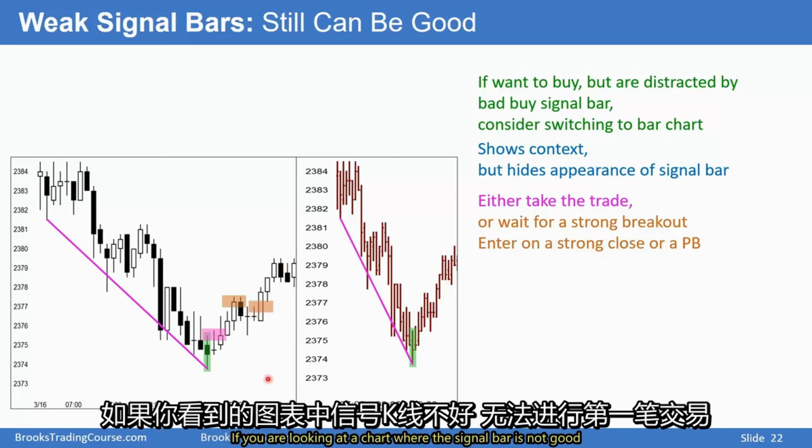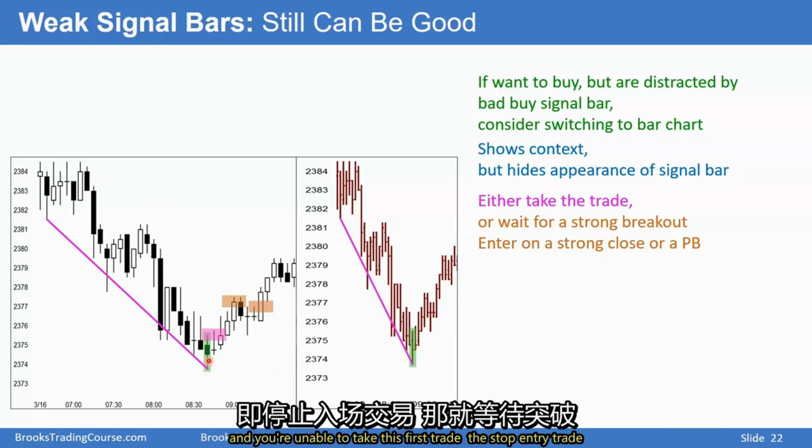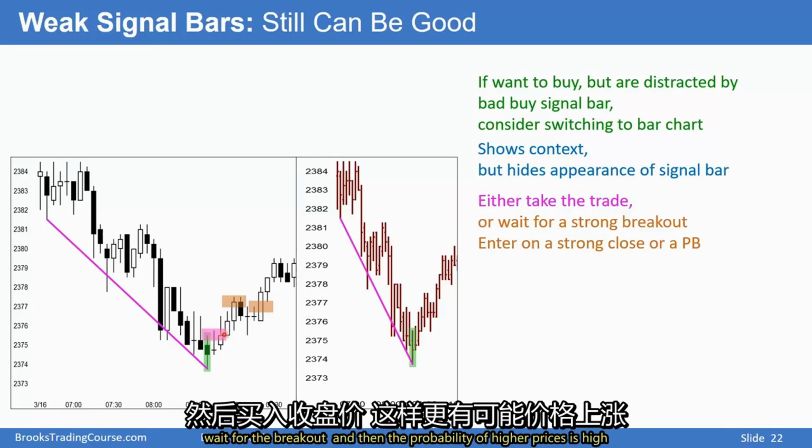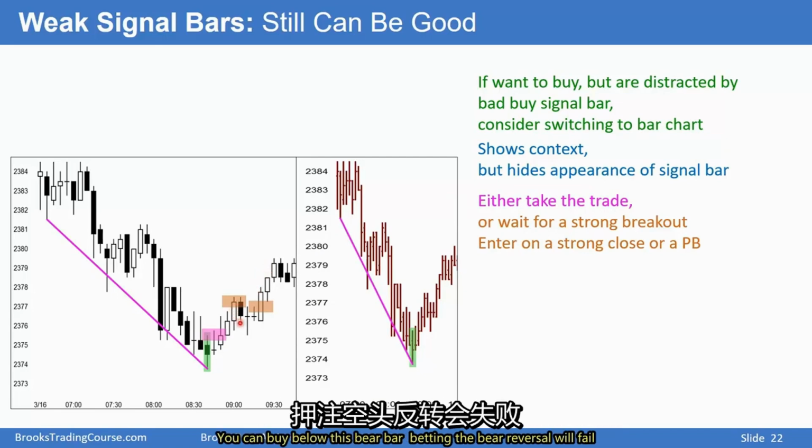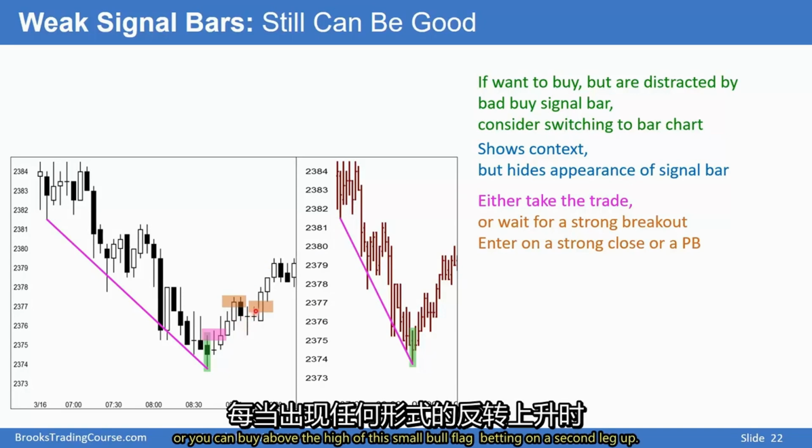If you are looking at a chart where the signal bar is not good and you're unable to take this first trade, the stop entry trade, wait for the breakout, and then the probability of higher prices is high, and you can buy at the close. You can buy below this bear bar, betting the bear reversal will fail, or you can buy above the high of this small bull flag, betting on a second leg up.